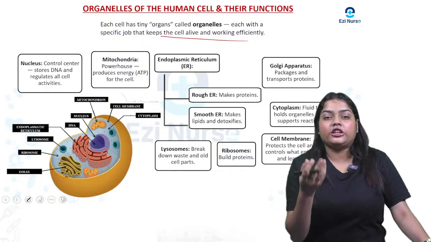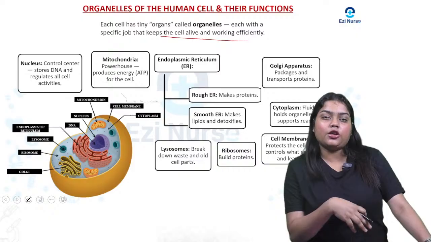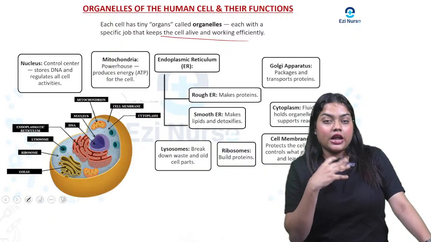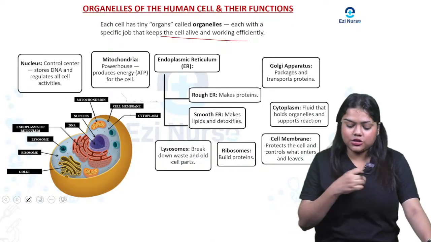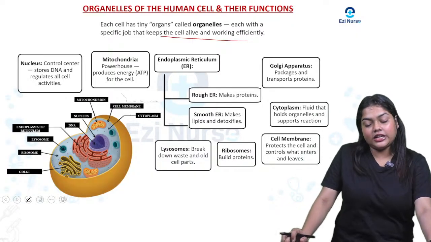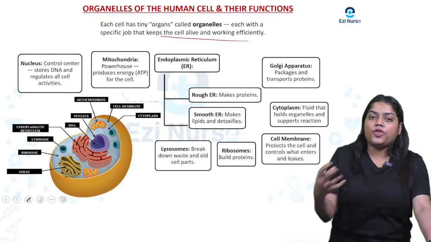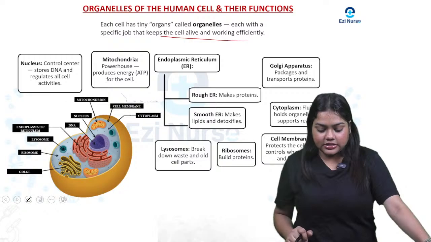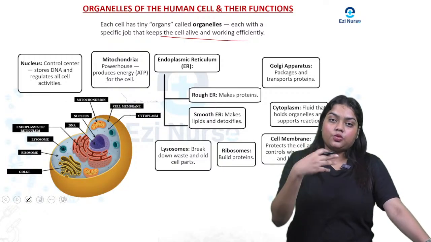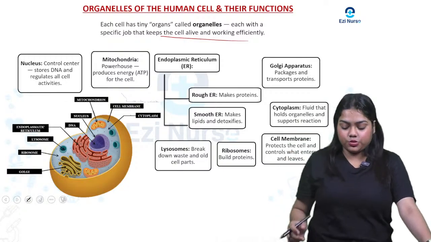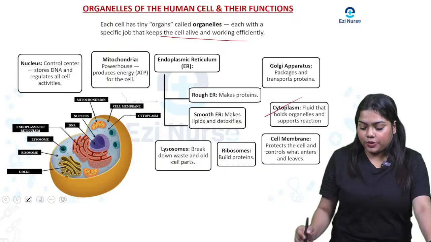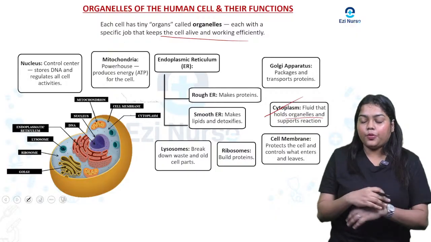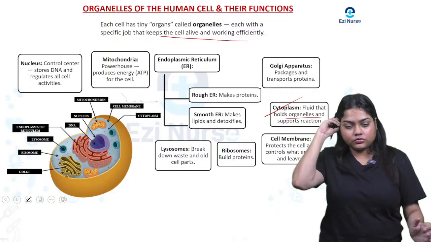The endoplasmic reticulum has 2 parts, rough endoplasmic reticulum and smooth endoplasmic reticulum. Rough makes the protein, and smooth endoplasmic reticulum makes lipids and detoxifies the cell. Next, Golgi apparatus packages and transports the protein. Then cytoplasm, it is the fluid that holds the organelles and supports the reactions.